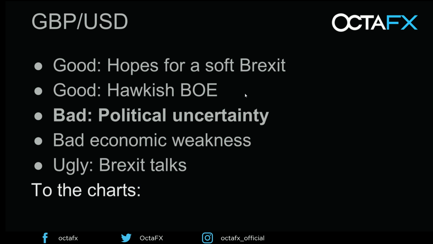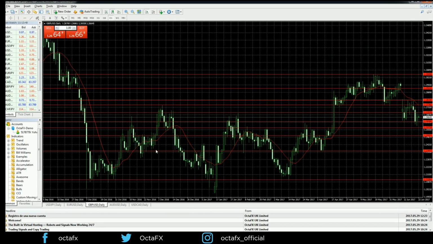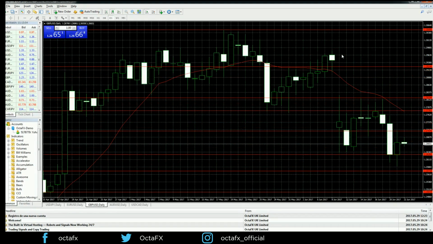Okay, let's look at the pound dollar chart. So here we are, the OctaFX MT4 platform. Let's zoom in just a bit so we can see this fall after the elections. Currently, we're at 126.65, moving a bit lower. The pound is under pressure, but not falling very fast.